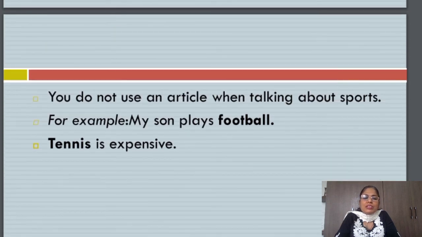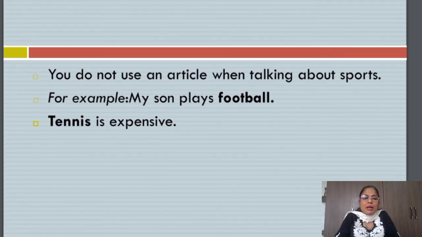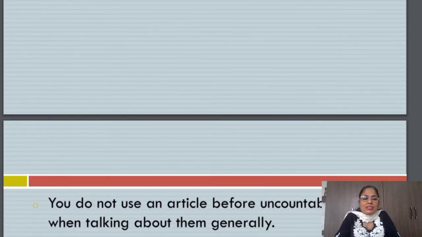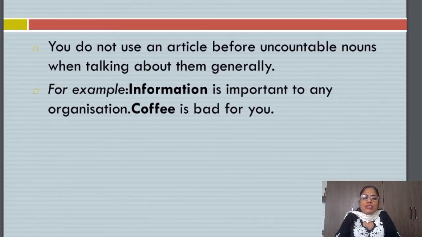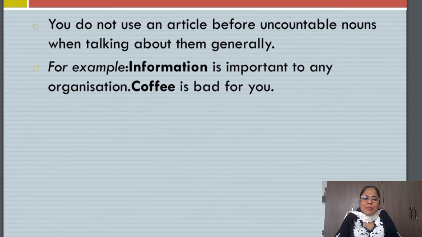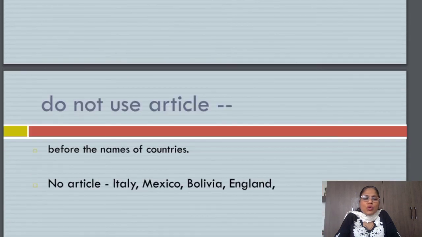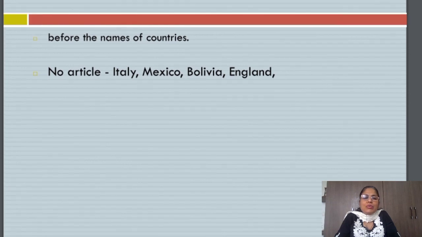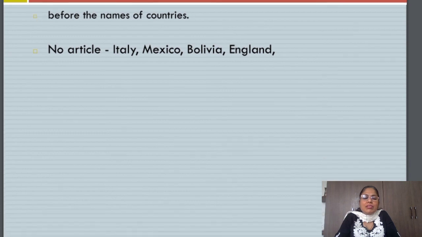We do not use an article when we talk about sports. Example is, my son plays football. Tennis is expensive. We do not use an article before uncountable nouns when talking about them generally. The example is, information is important to any organization. Another example, coffee is bad for you. We do not use an article before the names of countries. Examples are Italy, Mexico, Bolivia, England.